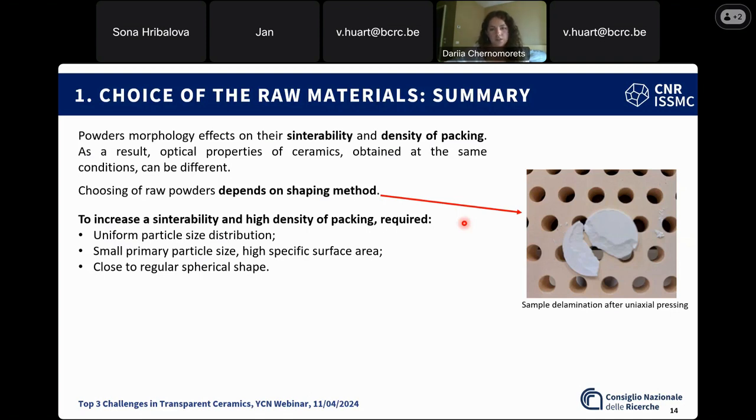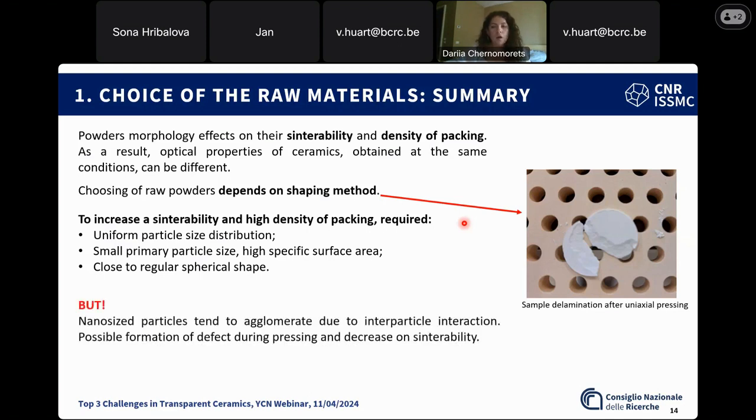And here we have final conclusions, a bit about every challenge. So we start with powders, and powders should be fine with regular shape to ensure high sinterability and dense packing. As a result, we will have uniform microstructure of the green body, so fewer defects and high transparency.